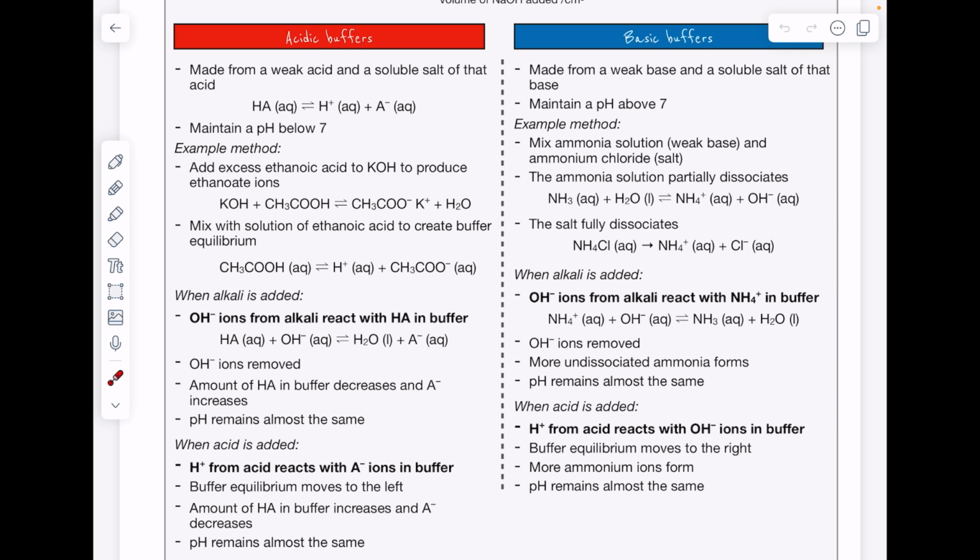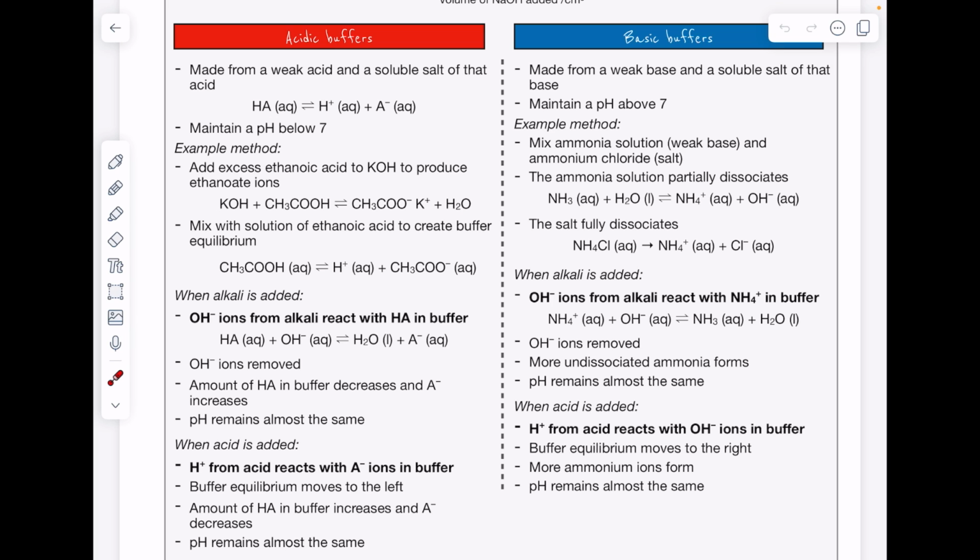So how can we go about making an acidic buffer? Well, as I said, we need a weak acid. In this case, we've added excess ethanoic acid to a strong base, potassium hydroxide, and that allows our ethanoate ions to be produced. And we mix those with a solution of ethanoic acid to create the buffer equilibrium, where you have ethanoic acid dissociating to form H+ ions and the ethanoate ion.